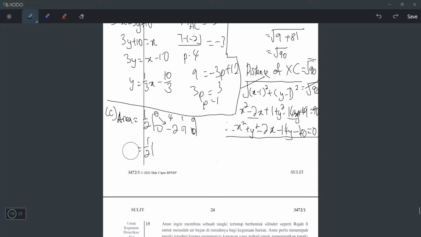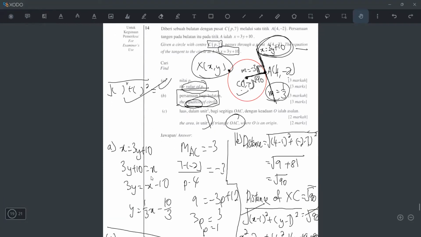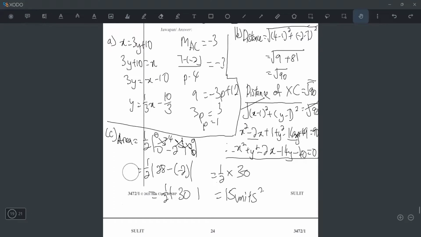But 0 times -2 is 0, so no need to write it, and then plus 4 times 7, 28, and then plus 1 times 0, 0, no need to write. And then minus, because we change direction: 0 times 4, 0, then -2 times 1, -2, then 7 times 0, 0, no need to write. So just erase this and close the modulus, and then you get 1 over 2 modulus 30. And what is modulus 30? It's 30, so 15 units square, right? I think it's units, because they never mention cm or whatever. So let me check the answer and see.